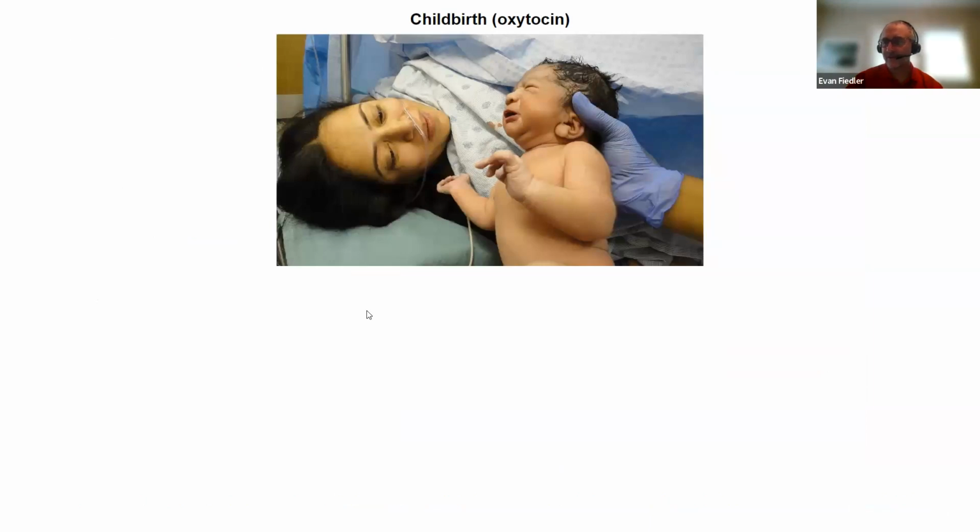Review of key hormones. Oxytocin, produced by the hypothalamus, stored in the posterior pituitary, during childbirth is released and causes uterine contractions, which causes more oxytocin to be released in a positive feedback mechanism. Thus, the contractions become more frequent in less time.